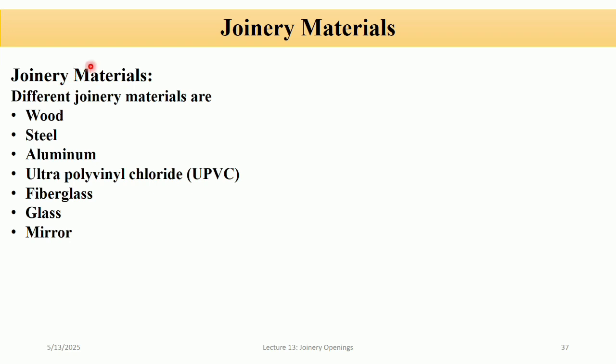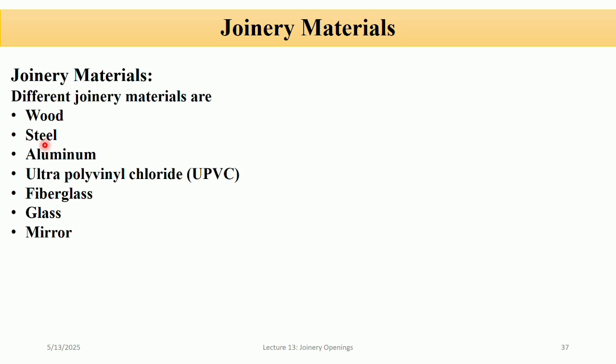So joinery material are used in the construction of doors, windows, cabinet, and furniture part. So the choices depend on strength, durability, appearance, and cost. So the different joinery material are the first one is wood. So natural material widely used in traditional and modern joinery. So wood are strong and it is durable, and it is easy to work with, and it gives aesthetics appearance, and it have good thermal and sound insulation.